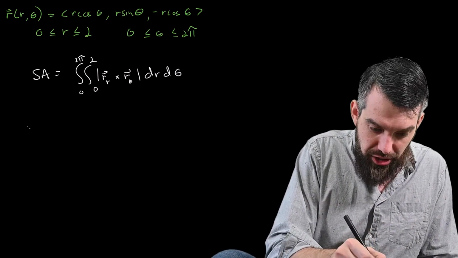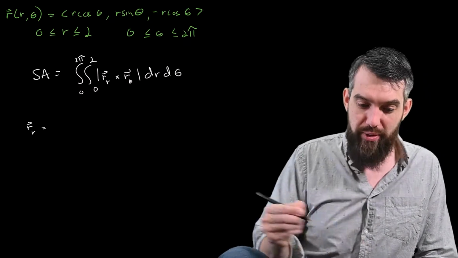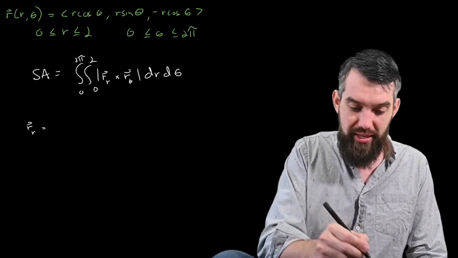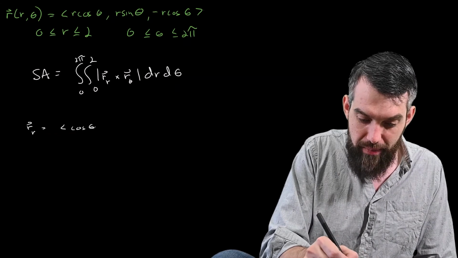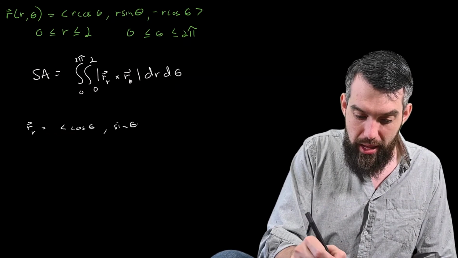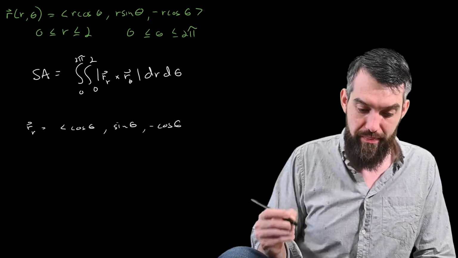Well, let's do some computations. The partial derivative of r with respect to r, so I see an r in each place, is just going to be cosine theta, sine theta, and minus cosine theta.